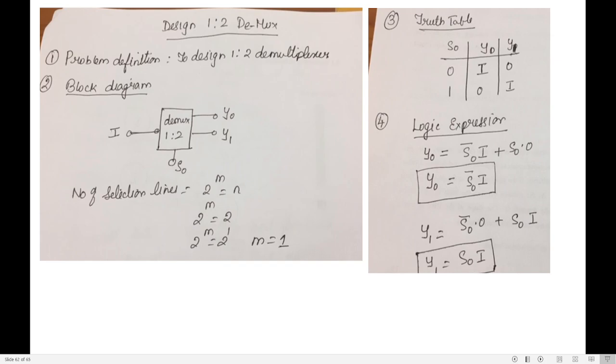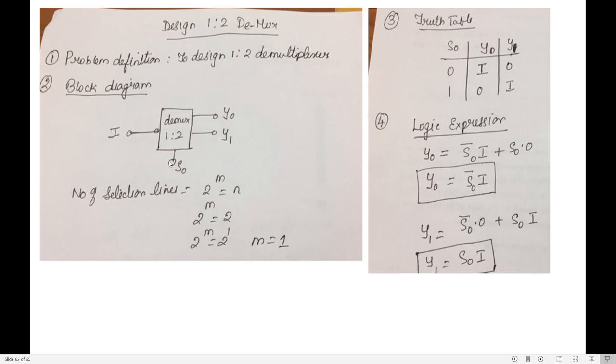Now let us see the third step: we need to draw the truth table. The select line is S0, and the outputs are Y0 and Y1. Since there is only one select line, how many combinations? Two combinations, 0 and 1. The select line can be either 0 or 1. If the select line is 0, then we forward I to output line Y0. If the select line is 1, we forward the input I to output line Y1.